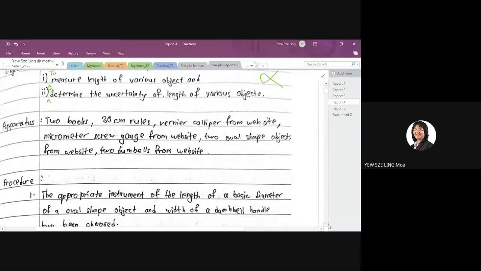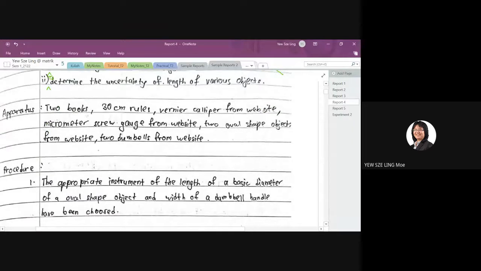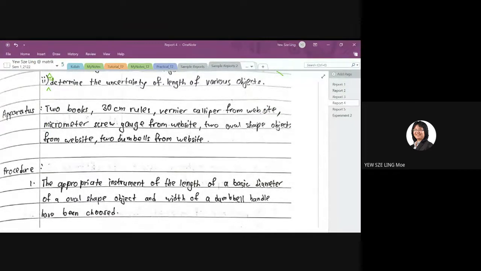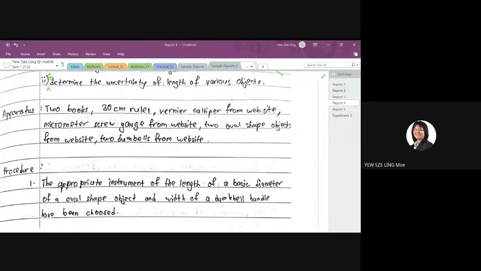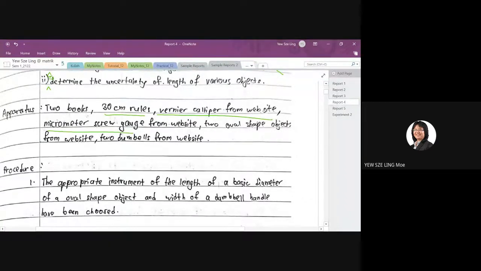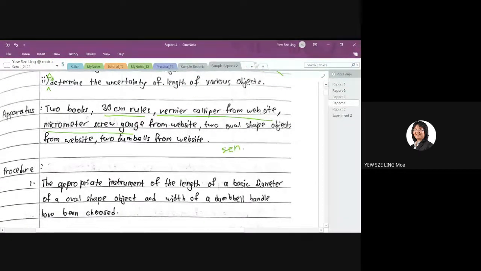And then apparatus. Who can tell me whether the list of apparatus is correct or not? Everyone is shy. If you are shy, I have to pick someone. No, madam. Why no? Because there is no uncertainty. Okay, good. Because no sensitivity. You have a ruler, a measuring apparatus, a vernier caliper, a micrometer screw gauge. So where is your sensitivity?